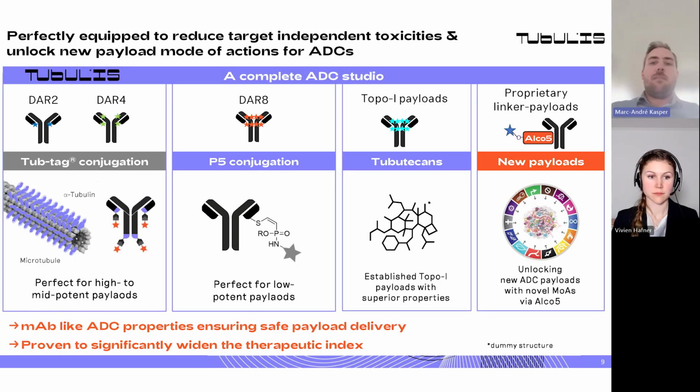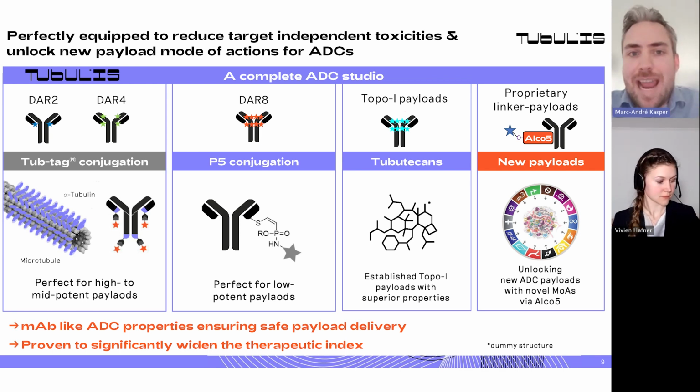So we have many technologies, or a whole toolbox of technologies available to actually make good ADCs and to innovate on all aspects. We have something we call the TAP-TEC conjugation, where we can make homogeneous DAR2 and DAR4 ADCs, which means that we can directly and on a specific place put 2 or 4 drug molecules on one antibody. We can use something that we call the P5 conjugation to make homogeneous DAR8 conjugates. I will talk about this in a second.